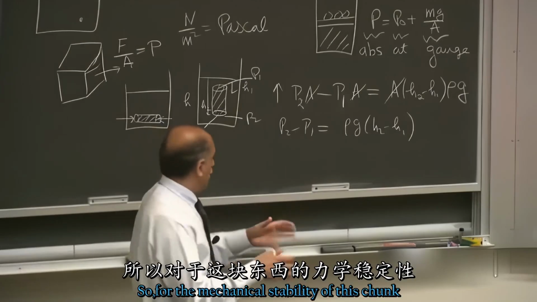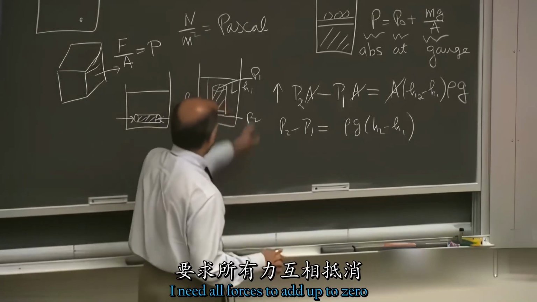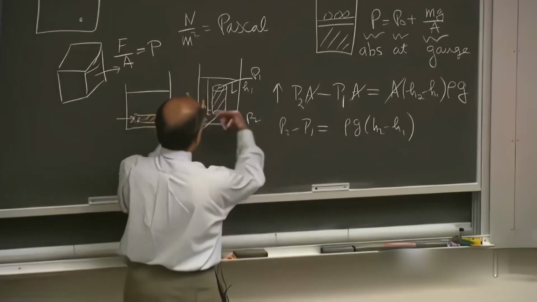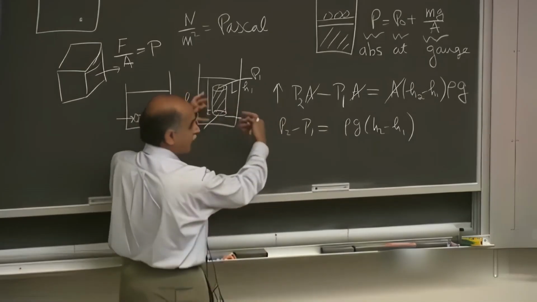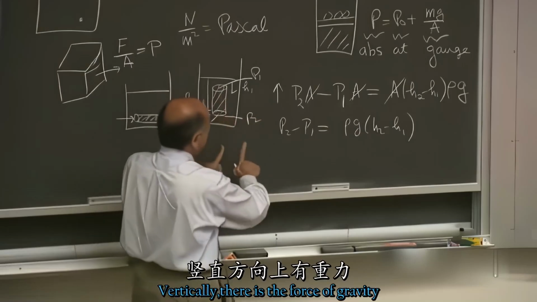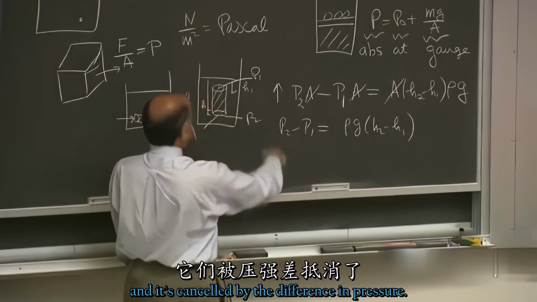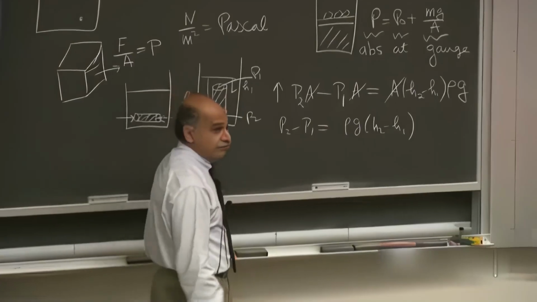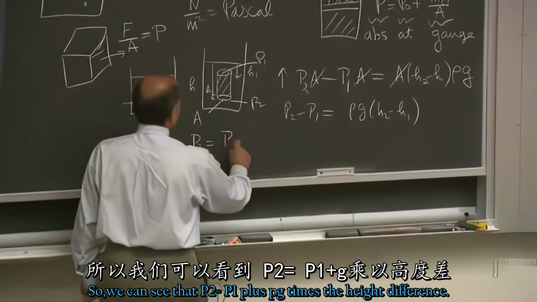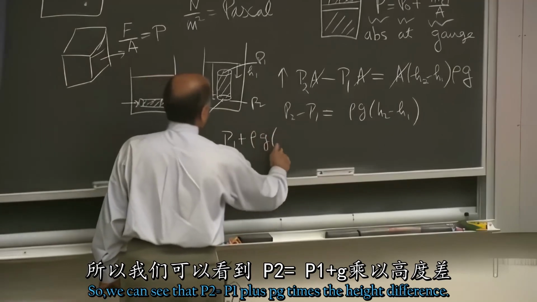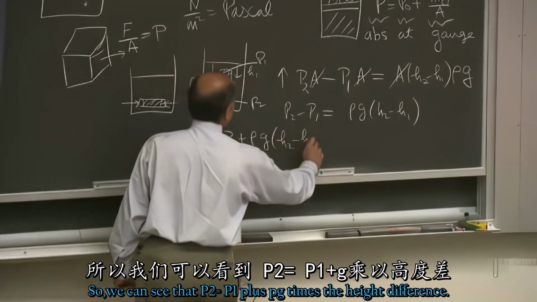So for the mechanical stability of this chunk, I need all forces to add up to 0. Horizontally, there is no gravity, and the pressure at every height is equal. So that cancels out. Vertically, there is the force of gravity, and it is cancelled by the difference in pressure. So we can see that P2 is equal to P1 plus rho g times the height difference.